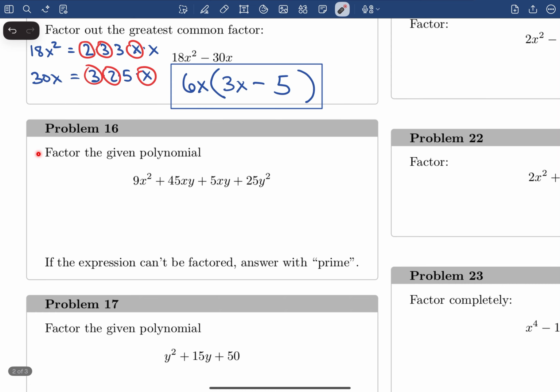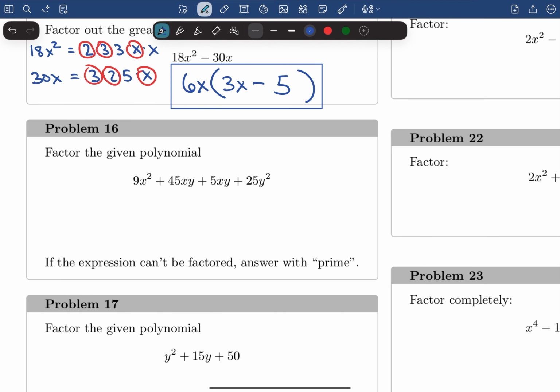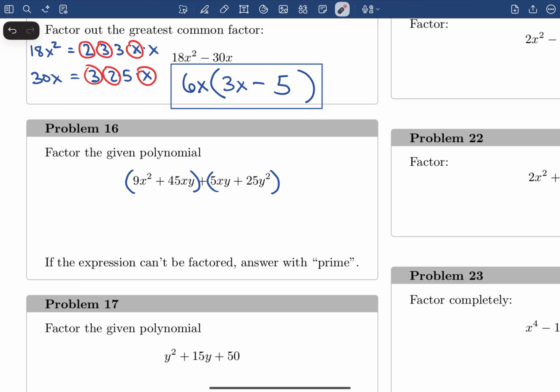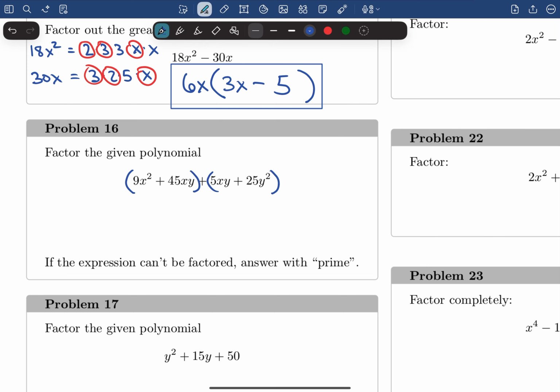In problem 16, it says to factor the given polynomial 9x squared plus 45xy plus 5xy plus 25y squared. And I notice there are 4 terms. Boom, boom, boom, boom. 4 terms. And one factoring skill that you have learned when you have 4 terms or 6 terms or 8 terms, any even amount of terms, is to factor by grouping. Okay, so let's practice factoring by grouping. I notice there are 4 terms, and so I'm going to group the first 2 terms together and the third and fourth terms together separately, and I'm going to find their GCF.